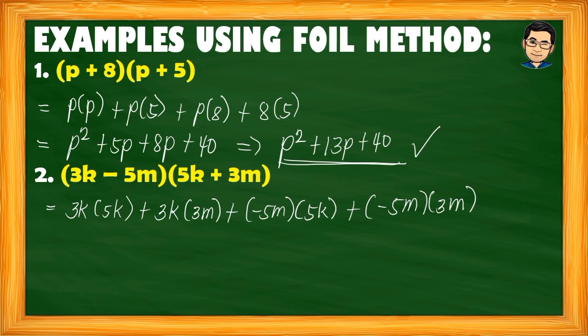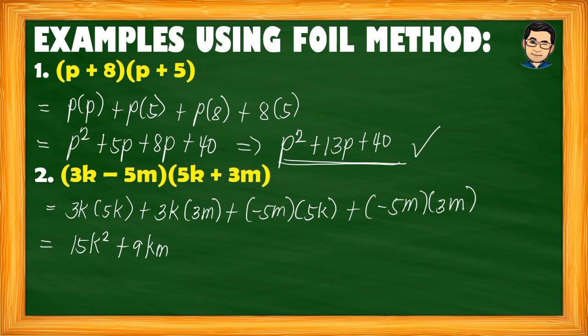Okay, so multiplying them, so 3k times 5k, that is 15k squared. So I hope naging okay na dun sa k squared. So 1 po kasi yung parehong exponent, so 1 plus 1, 2. And then 3k times 3m, that is 9km. So sa pagsulat ng mga variable, kailangan po naka-alphabetical order.